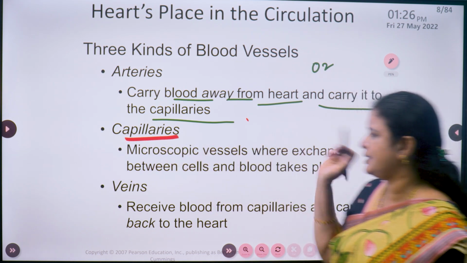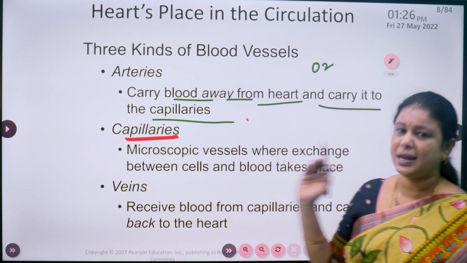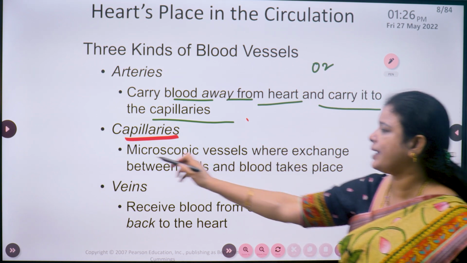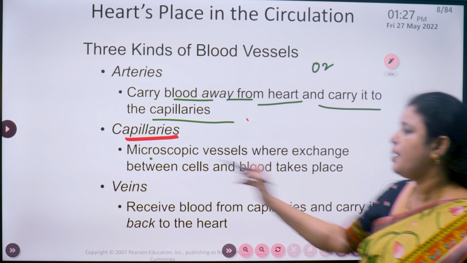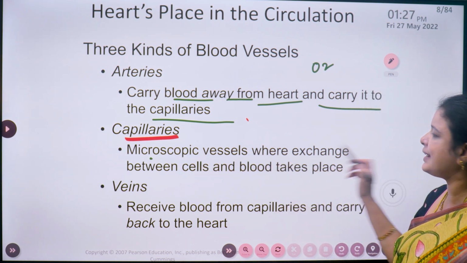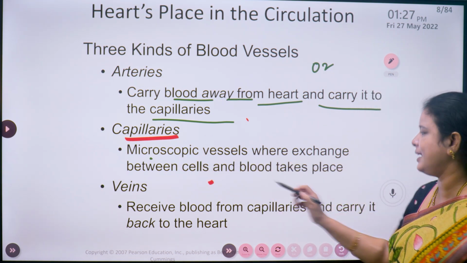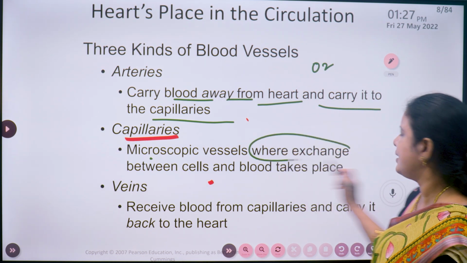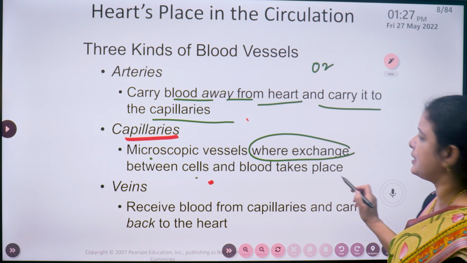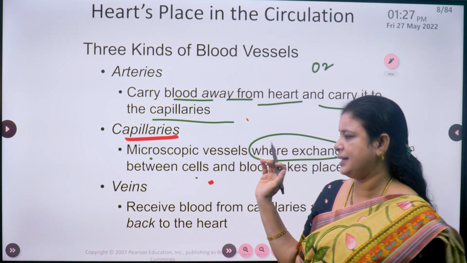So capillaries are the smallest arterioles, or microscopic vessels, where exchange between cells and blood takes place. The exchange between cells and blood takes place within the capillaries.